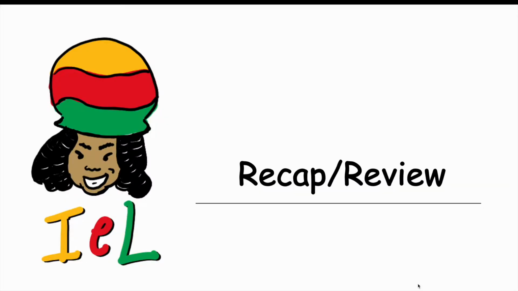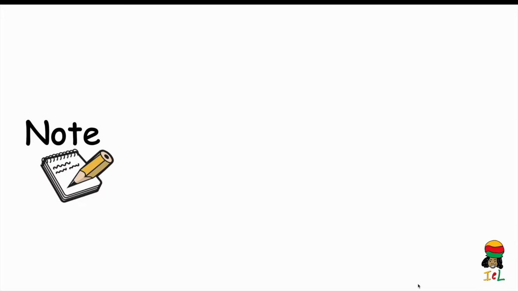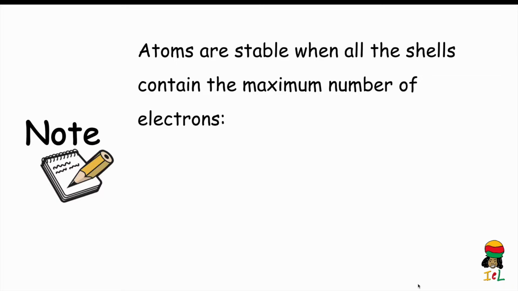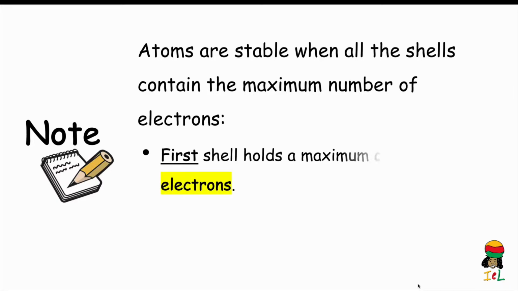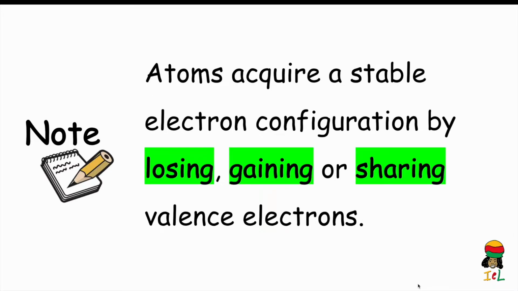We will do a quick recap before proceeding with the lesson. Atoms bond to obtain a stable electron configuration. The first 20 atoms are stable when all the shells contain their maximum number of electrons. That is, there are 2 electrons on the first shell and a maximum of 8 electrons each on the second and third shells. Atoms acquire a stable electron configuration by losing, gaining, or sharing valence electrons. Recall, valence electrons are simply the electrons on the last shell.